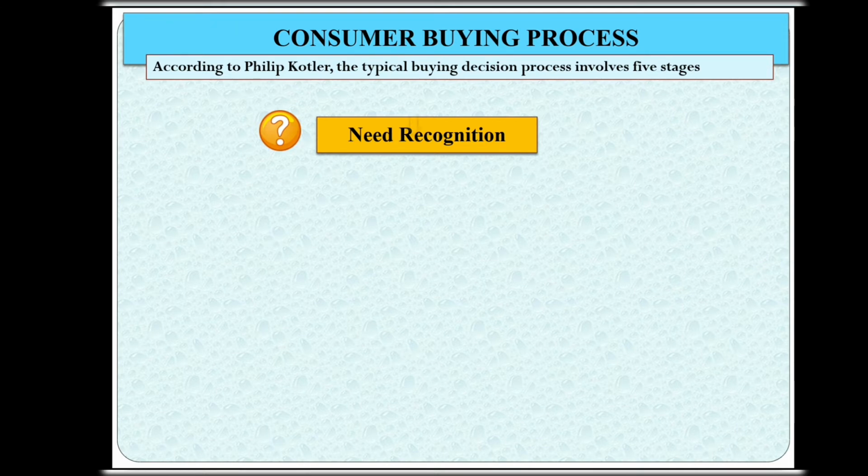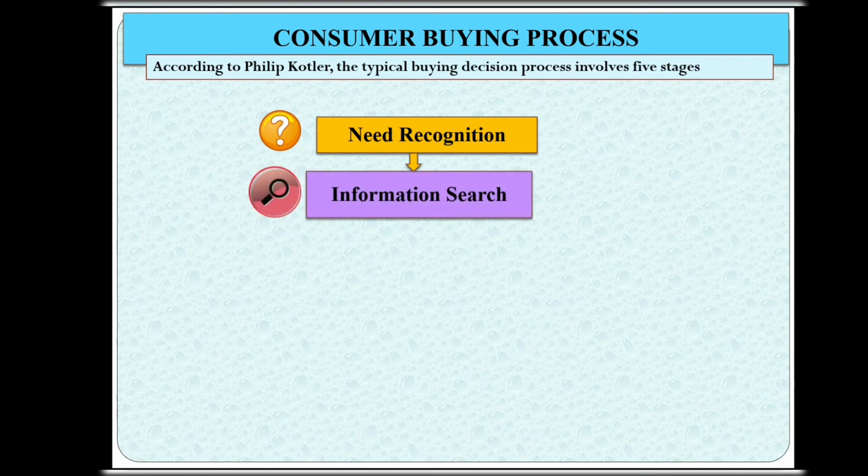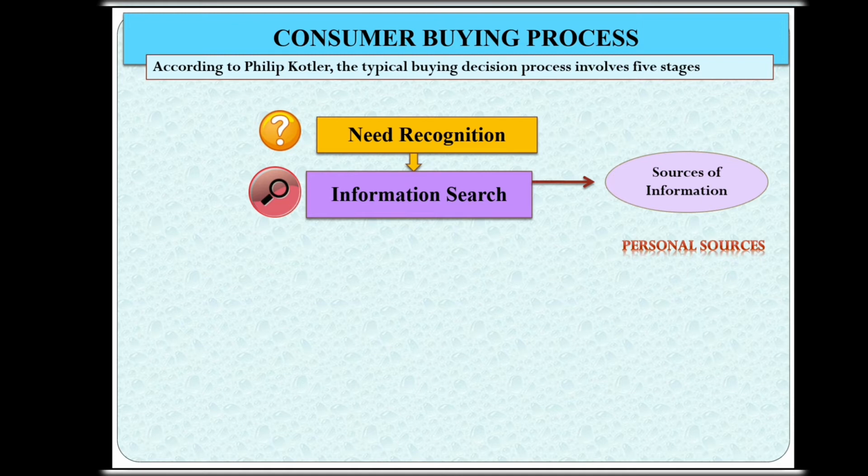The next step is information search. The second stage, once the need is recognized, the consumer tries to find out more information through various sources. There are various sources available in order to search information. Personal sources. This includes family, friends, neighbors, peer groups, colleagues, etc. So these personal sources will suggest a particular product. If you are about to purchase a product, the personal sources will influence you to buy a certain kind of product.